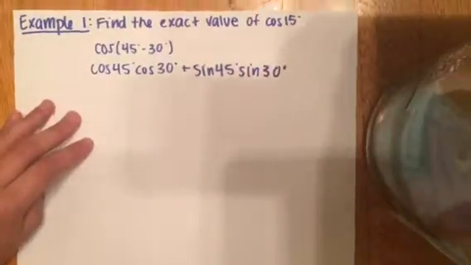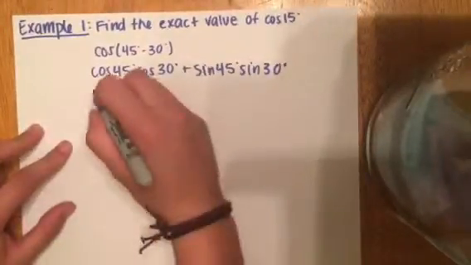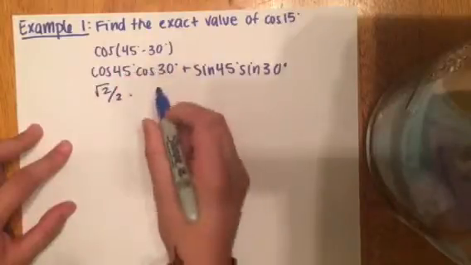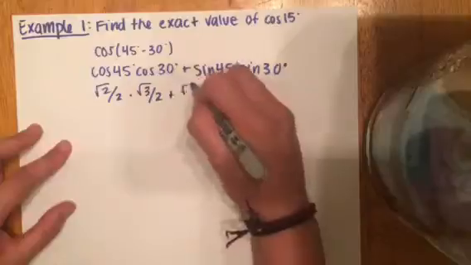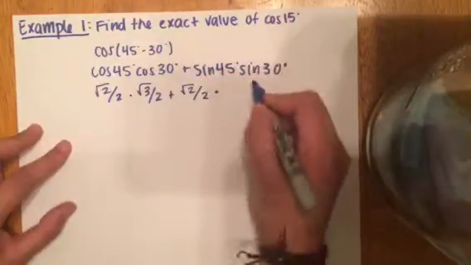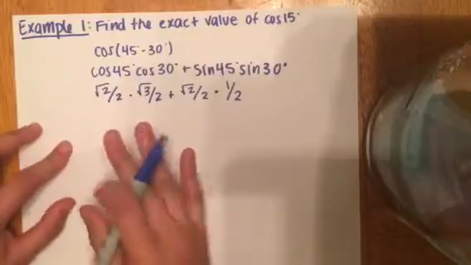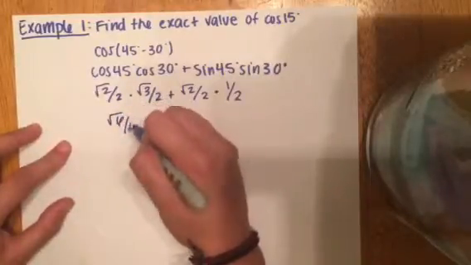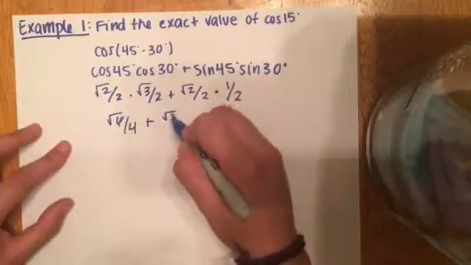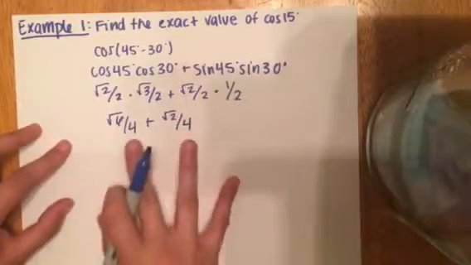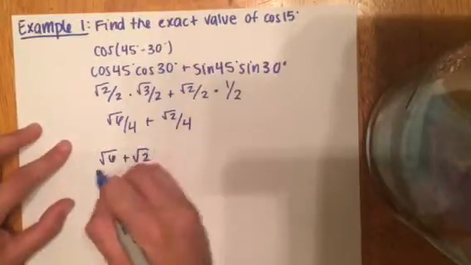And now using the unit circle, I plug in the values for each of these. So cosine of 45 is root 2 over 2 times cosine of 30 is root 3 over 2 plus sine of 45, which is root 2 over 2, times sine of 30, which is 1/2. So root 2 over 2 times root 3 over 2 gives me root 6 over 4, plus root 2 over 2 times 1 over 2 gives me root 2 over 4. Since these have a common denominator, I can add them together. So I have root 6 plus root 2 all over 4.